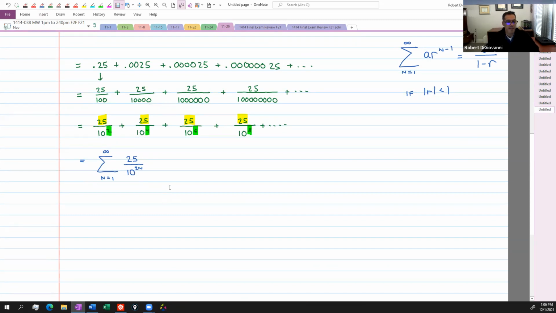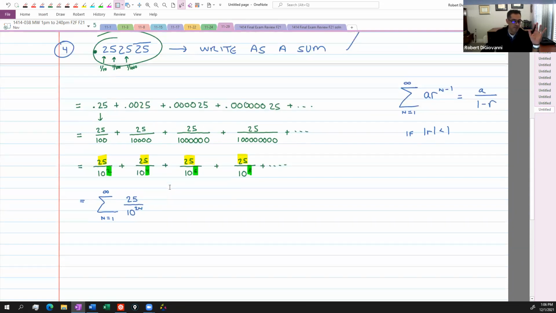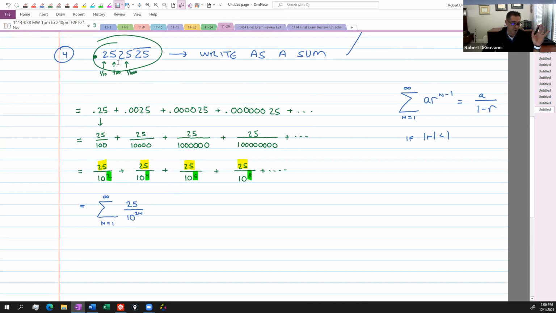All right. So this right here, what we've done is we've taken this repeating decimal and we've rewritten it in sigma notation, in this sum notation. So now my goal is to see if I can get it to look like this over here: A times r to the n minus 1. So this is going to be the tricky part because, again, I haven't really shown you a lot of this. So watch and learn.